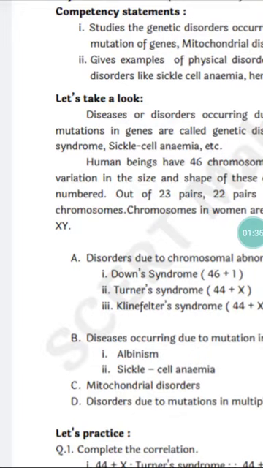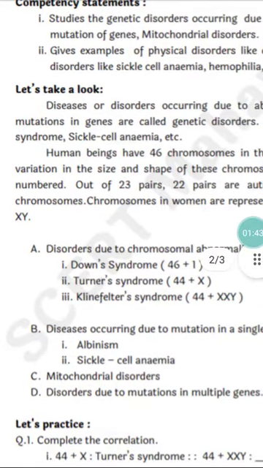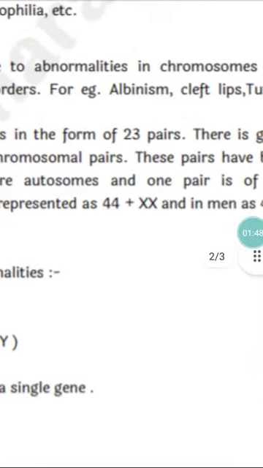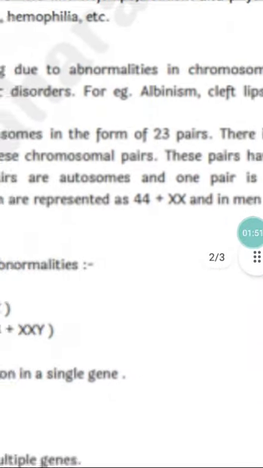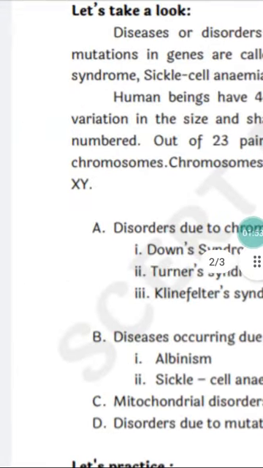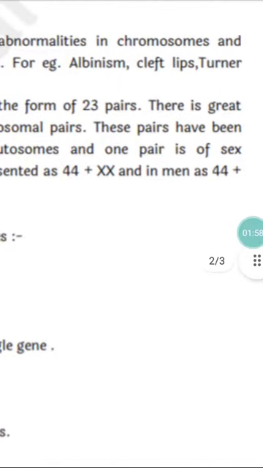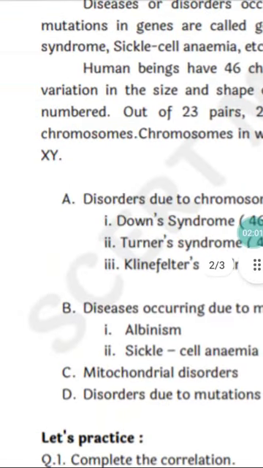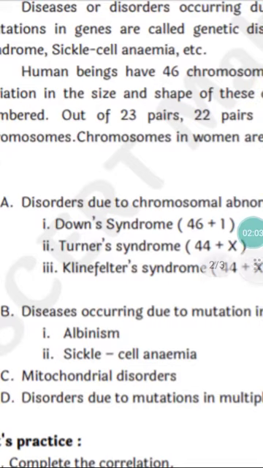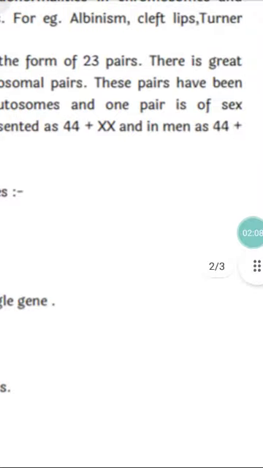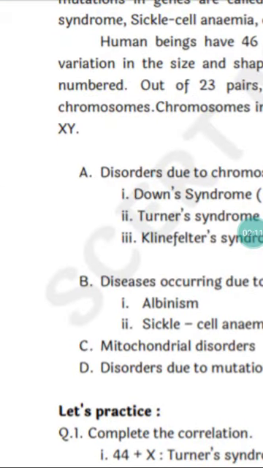In this series, we are just revising whatever we had studied in the last year. Normally, human beings have 46 chromosomes in the form of 23 pairs. The chromosomes vary in their size and shape, and these pairs have been numbered. Out of these 23 pairs, 22 pairs are autosomes, and one pair of sex chromosomes is present.